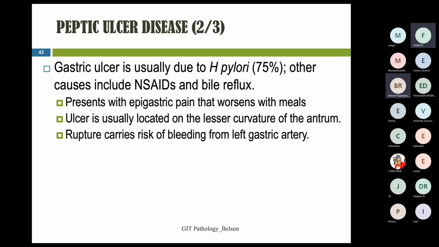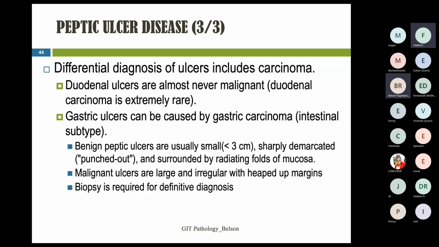So rupture carries the risk of bleeding from the gastric artery, of course. So the differential diagnosis of ulcers include the carcinoma. Kuko hari carcinomas zitera ulcer, ntikibyimbe hejuru ahubwo kikaba ulcerating. So it happens. So that's why usually they take a biopsy, even if they say it is an ulcer, they cannot confirm this is a benign ulcer or it is a cancer. That's why they have to take biopsies. So gastric ulcer can be caused by gastric carcinoma.